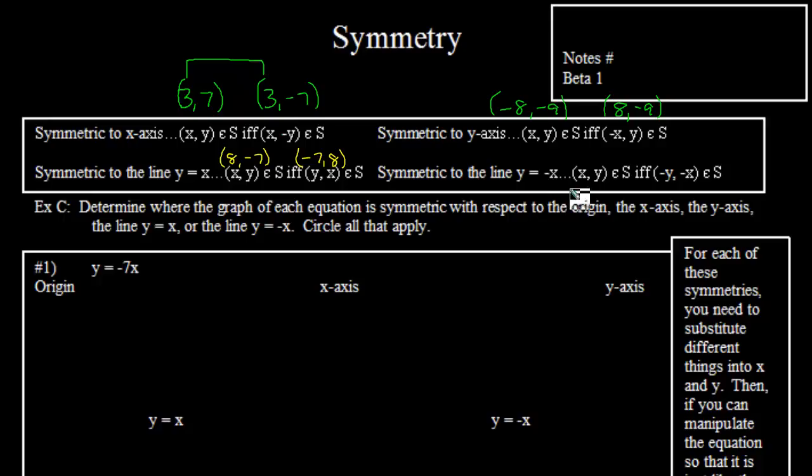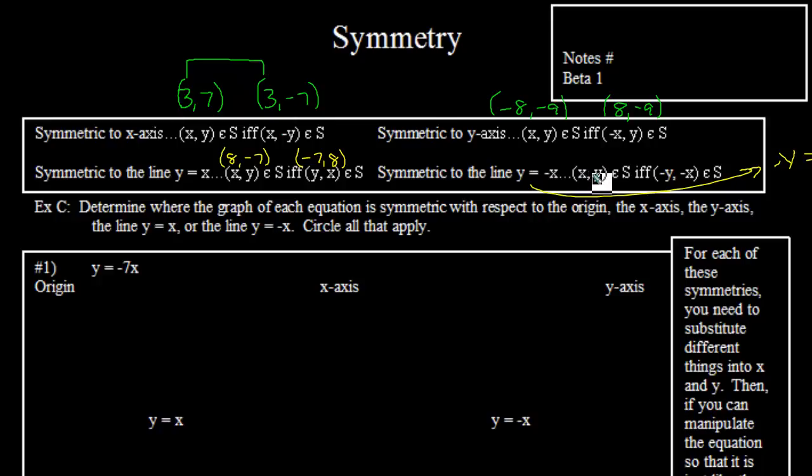This last one is a little bit more difficult. It's with respect to the line y equals negative x. If you read it how it says, y is negative x. If you get x by itself, multiplying both sides by negative 1, it would say negative y equals x. So we get two different things. One, you're saying y is negative x. Two, you're saying x is negative y.